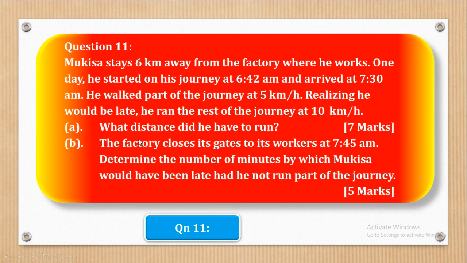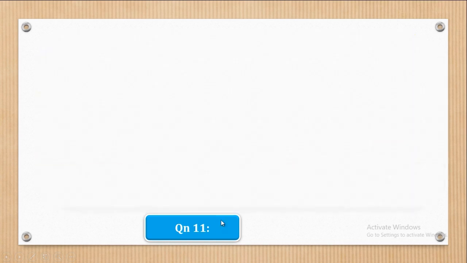That is 7 marks. And part B, the factory closes its gate to its workers at 7:45 a.m. Determine the number of minutes by which Mukisa would have been late had he not run part of the journey. So we shall start with part A.